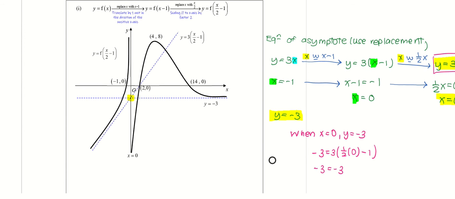So the shape of your graph won't change. It's basically just a shift from the left-hand side to the right-hand side. Everything else remains the same because scaling won't affect much of the graph. The shape remains the same.